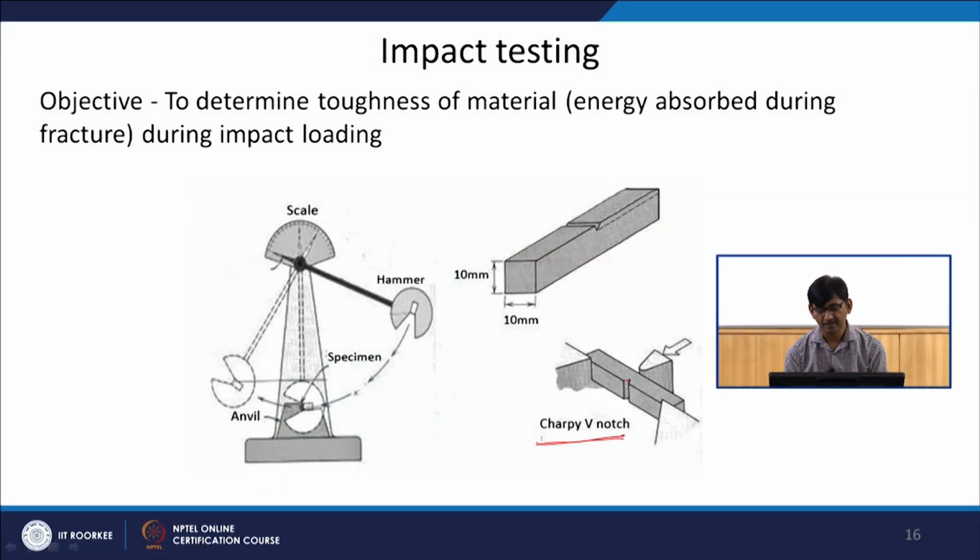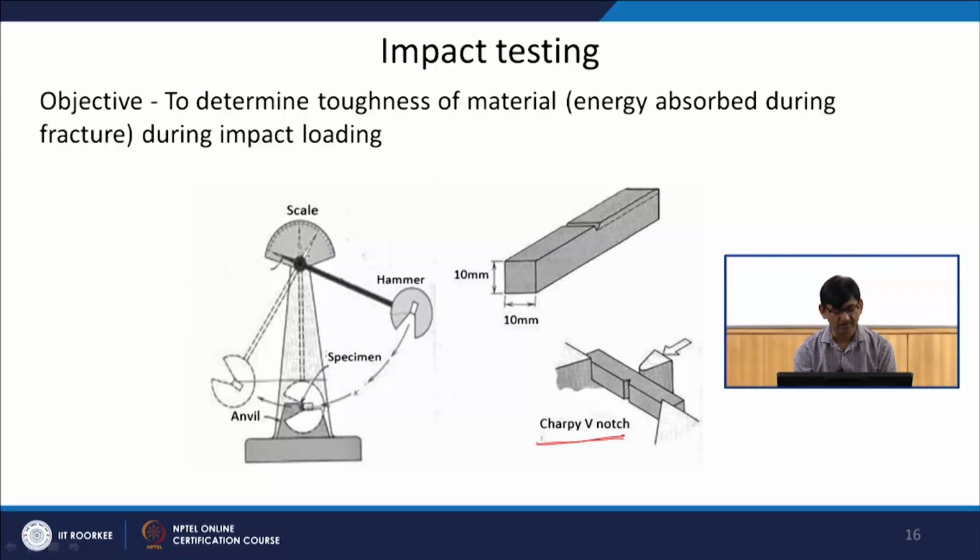You create a pre-crack kind of condition by providing a notch here, so that the stress will be concentrated in this region only. It is kind of trying to simulate that there are already flaws present in the material, and if you have impact loading, how much energy it is going to absorb.